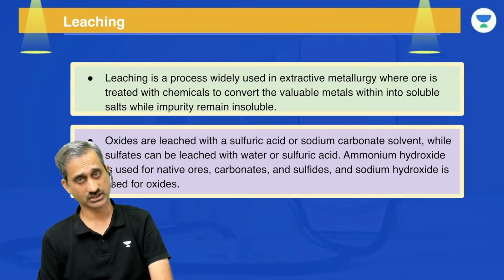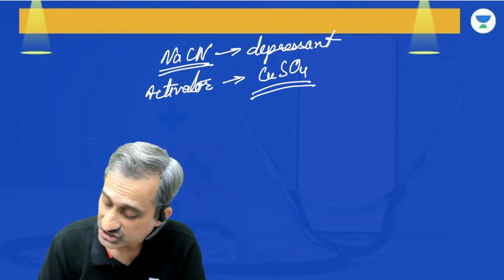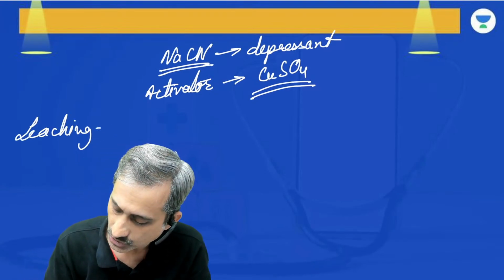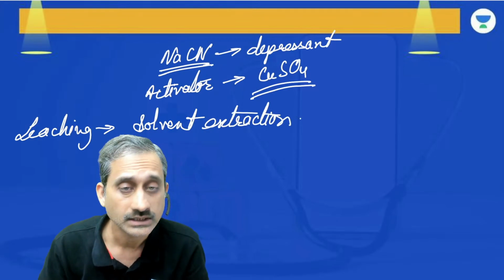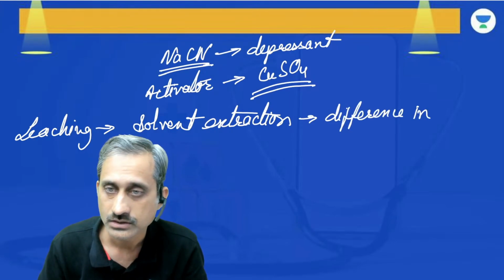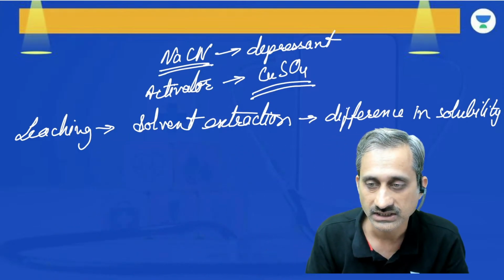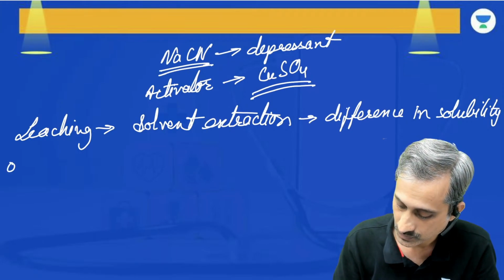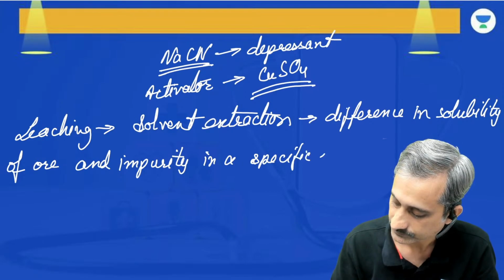And now we are going to talk about leaching. Leaching can also be termed as solvent extraction, and this is based on the difference in solubility of ore and impurity in a specific solvent.